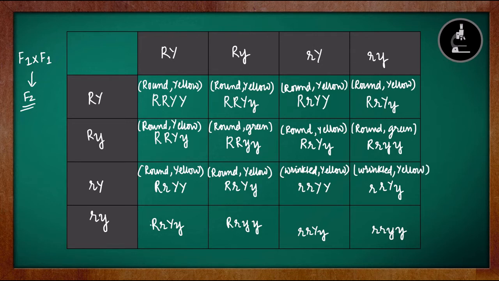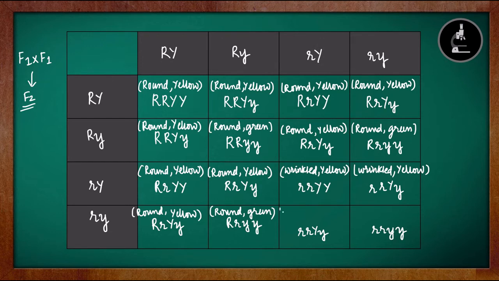Moving on to the next one. Capital R, small r. Capital R is there, that's why it will be round. Capital Y, small y. Capital Y is there, that's why it will be yellow. Next, capital R, small r. Capital R is there, that's why round. Small y, both are recessive, so therefore it will be green.